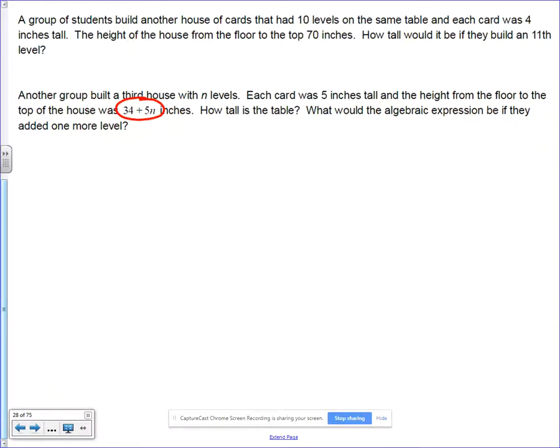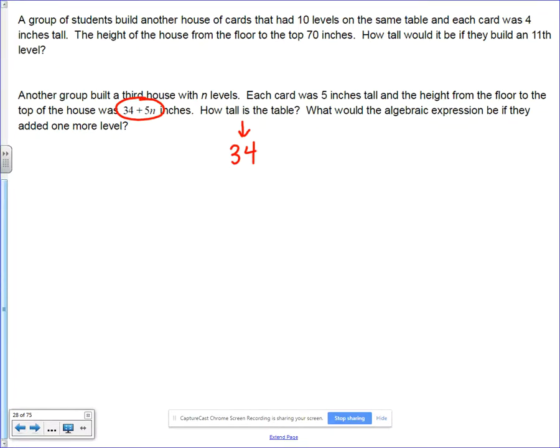34, because does the height of the table change? No, which means it should not have a variable with it, correct? Which means the height of the table is 34. And they told you in the directions up there that the cards were 5 inches tall, didn't they?